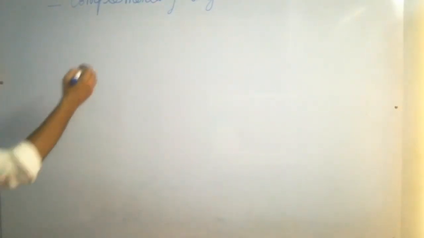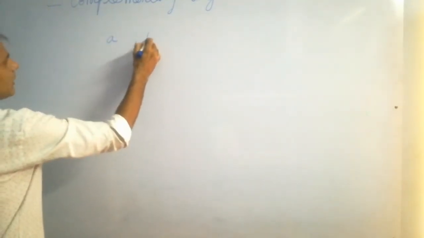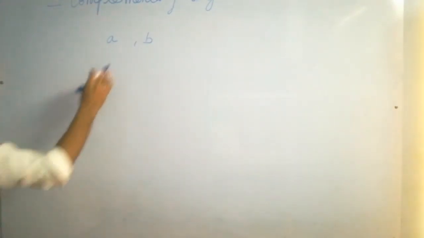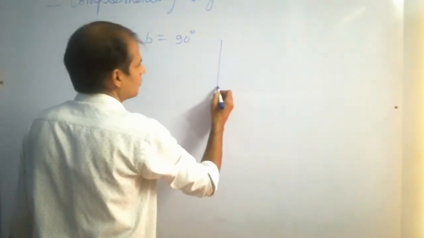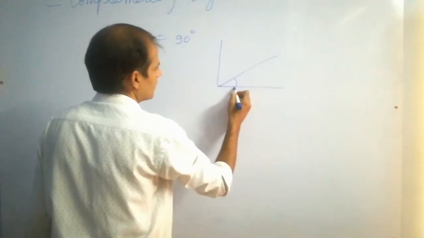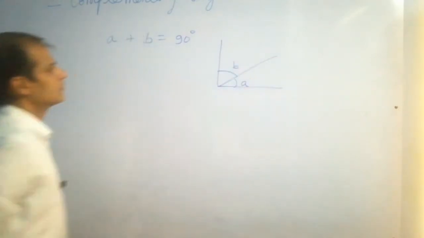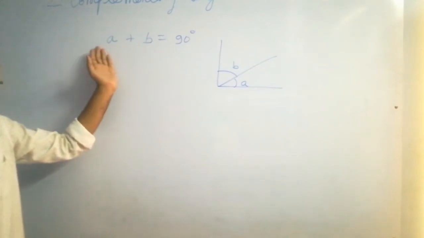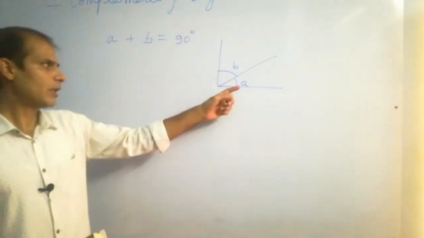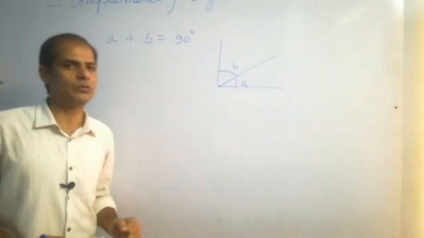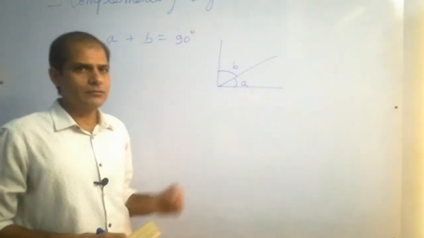Complementary angles. Suppose we have angles A and B. If A plus B is 90 degree, they are called complementary angles. So in this way, this is A and this is B, and for this diagram A plus B is 90 degree. Both these are complementary to each other. So you can say A is complementary to B and B is complementary to A. Now both these angles are together, but they don't need to be together.